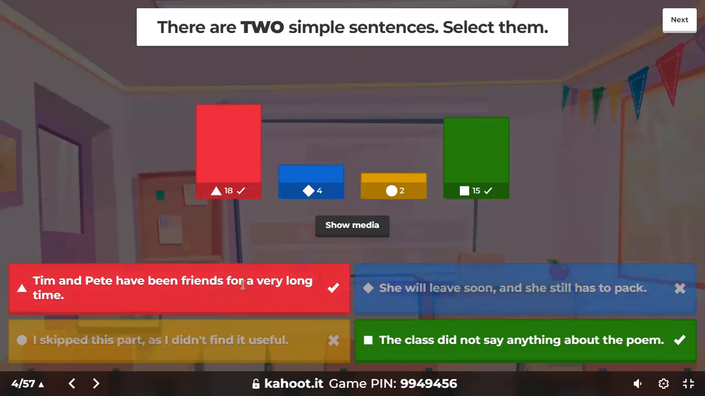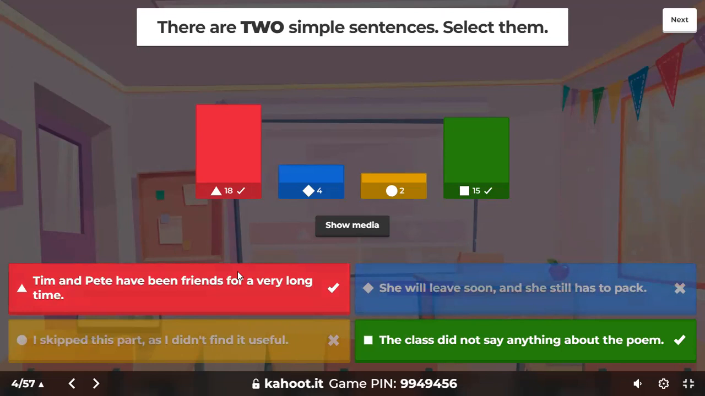Simple sentences should have 1 subject and 1 verb only. And you need to count the clauses. It's very important. Simple sentences are referred to as single clause sentences. They have only one clause. This means they have only one subject and one verb. Now, in this sentence, there are two subjects and two verbs.